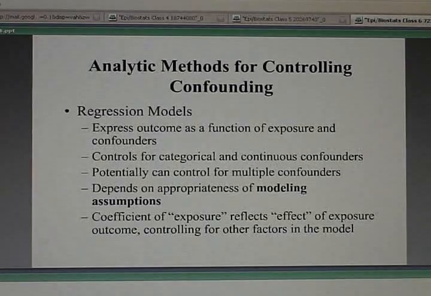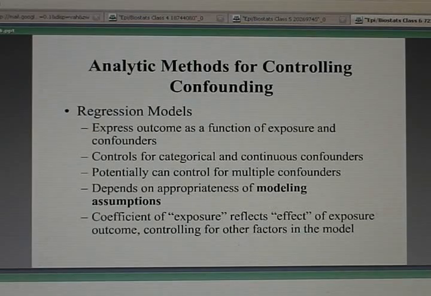We usually use models. We use regression models, like the one we just looked at. We express our outcome, death, as a function of the exposures and the confounders. And what this model says, if performed correctly, is that it will control for both the confounding factors, both categorical and continuous. Because remember, in that previous model, two of our factors, age and blood pressure, were not categorized. They were treated on the original, continuous scale.